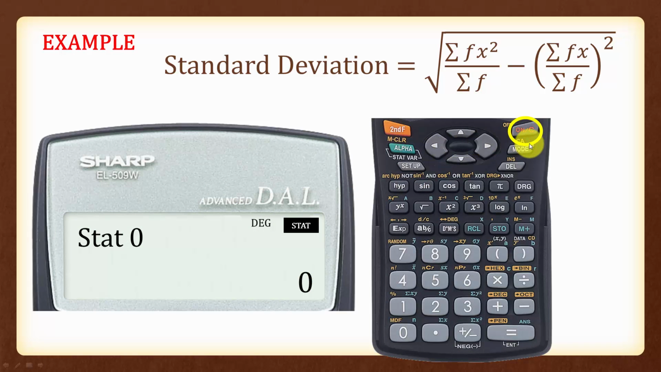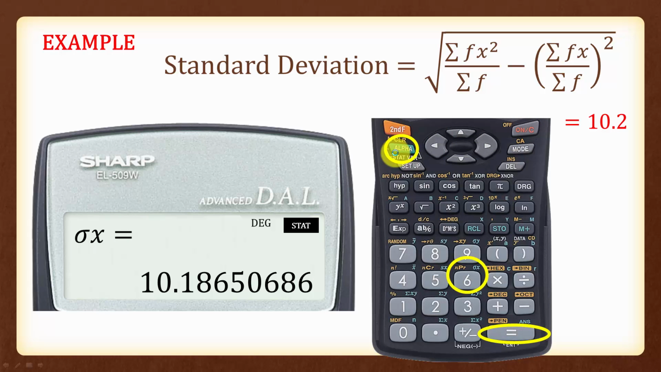You can also use the calculator to help you to check the answer by pressing alpha 6 followed by equal, and the standard deviation is given by 10.2 rounded off to 3 significant figures. The symbol for standard deviation on the calculator is sigma x.